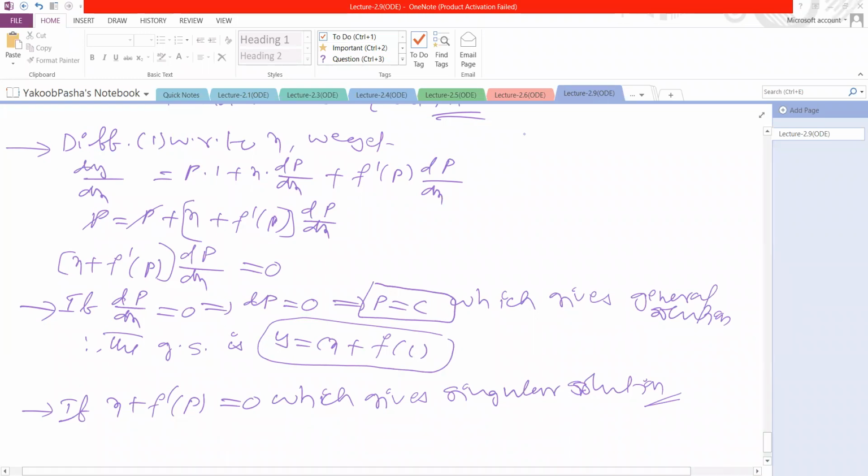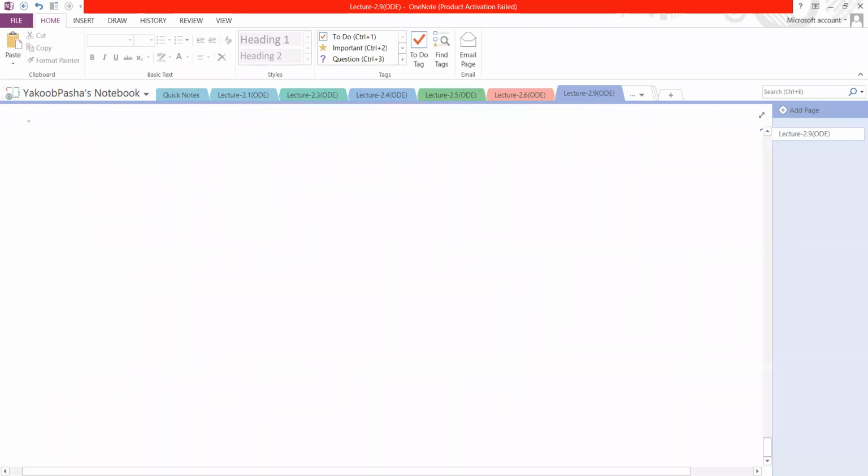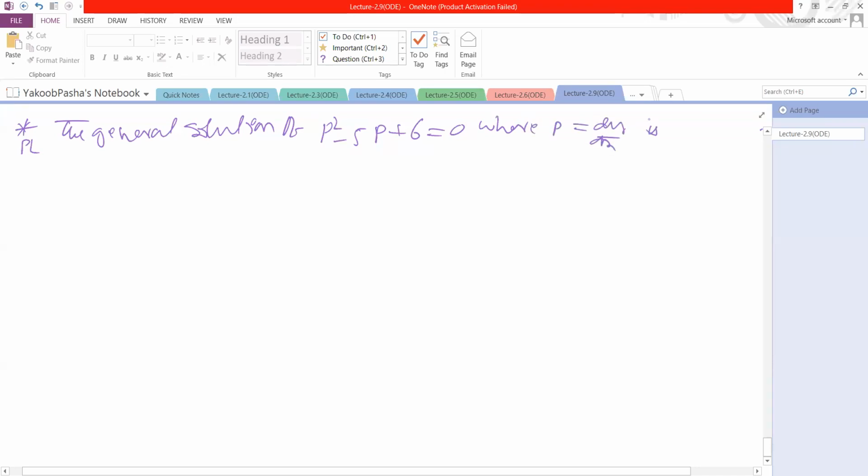First I am taking one question from Polytechnic lecturers here. The general solution of p square minus 5p plus 6 is equal to 0, where p equal to dy by dx, is. Here it need not be only a quadratic equation; it can be a cubic equation or even a fourth degree equation. We can factorize. Our target is to factorize and eliminate the p value.